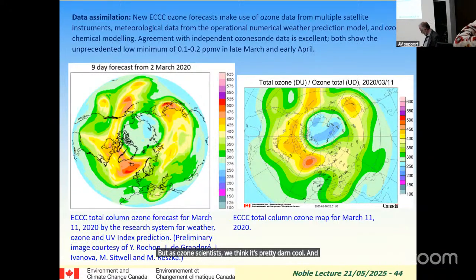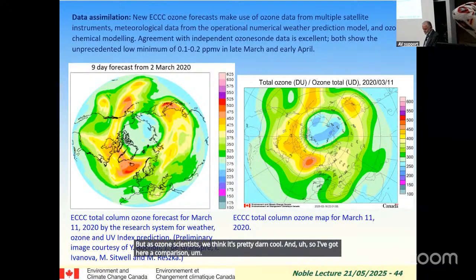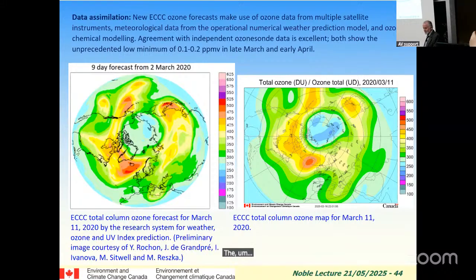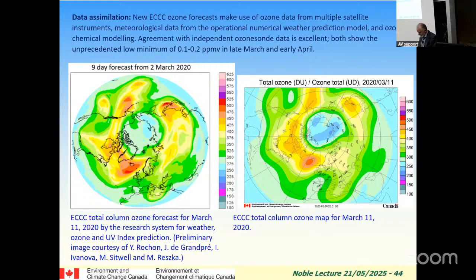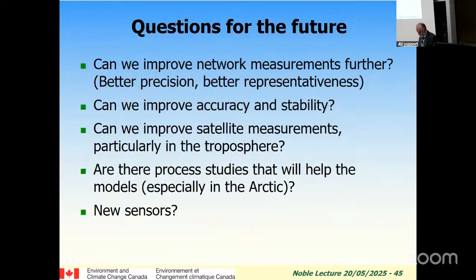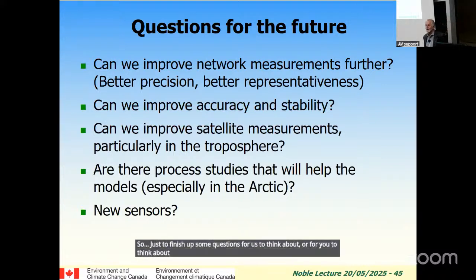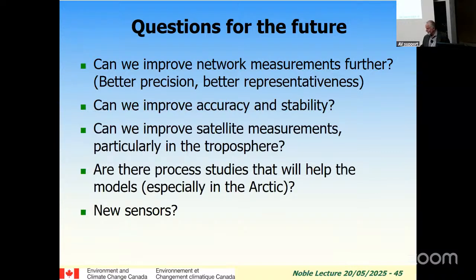And so I've got here a comparison. The one on the left is the forecast. It's an 11-day forecast. And then on the right, it's the actual measurements. And you can see the correspondence is quite good. So just to finish up, here are some questions for you to think about, because I'm pretty much done with this business. And yeah, I'll leave it there.